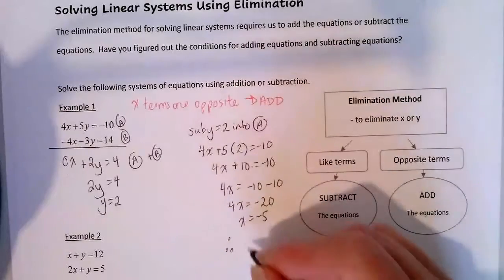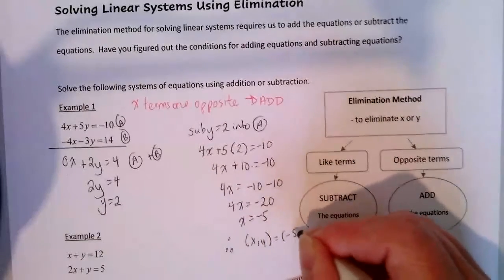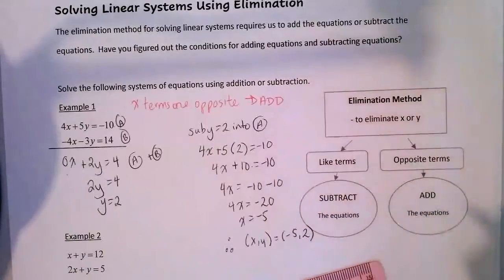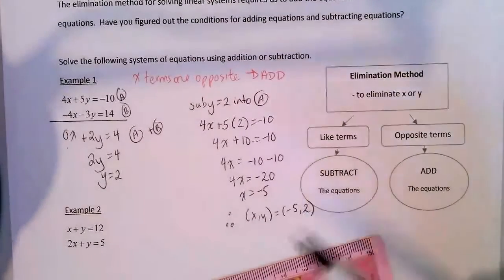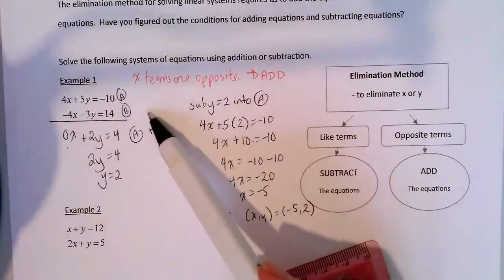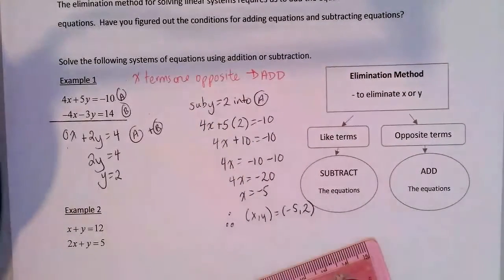So our solution is (x, y) equals (negative 5, positive 2). That should be the answer. This point should belong to line A, and it should belong to line B, and you can go through the process of doing formal left side, right side checks.